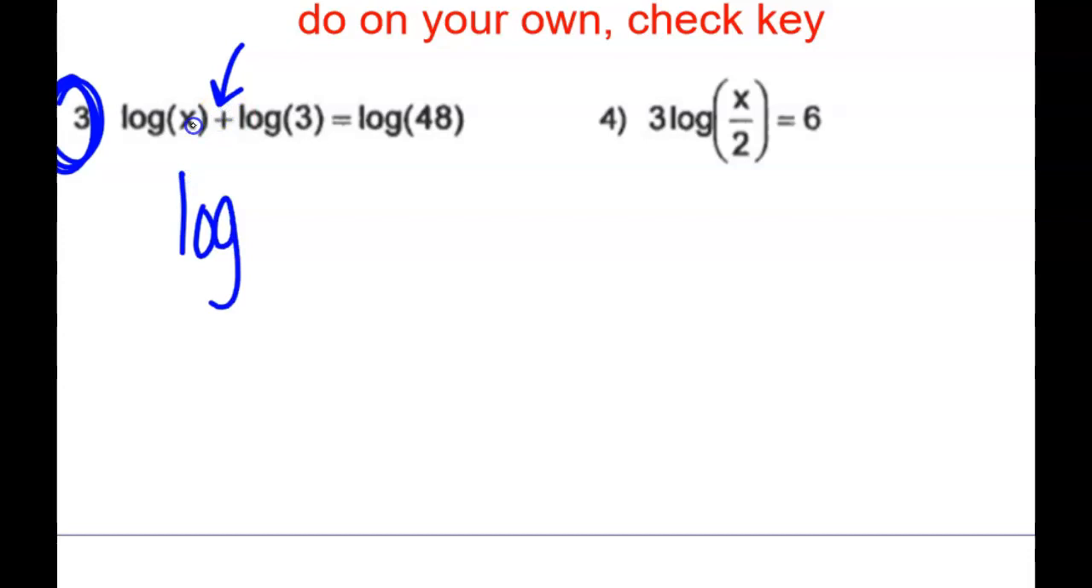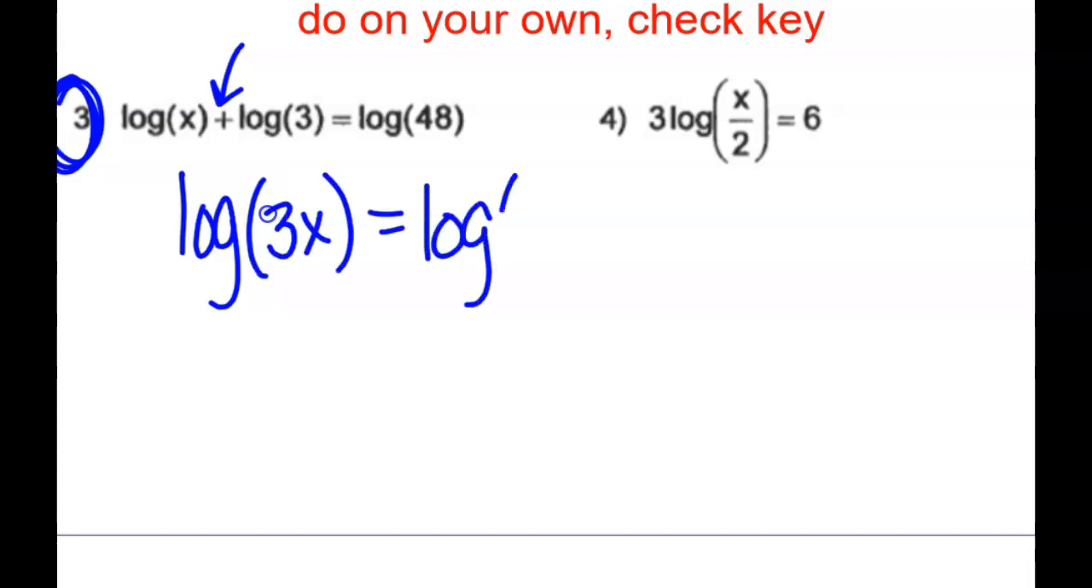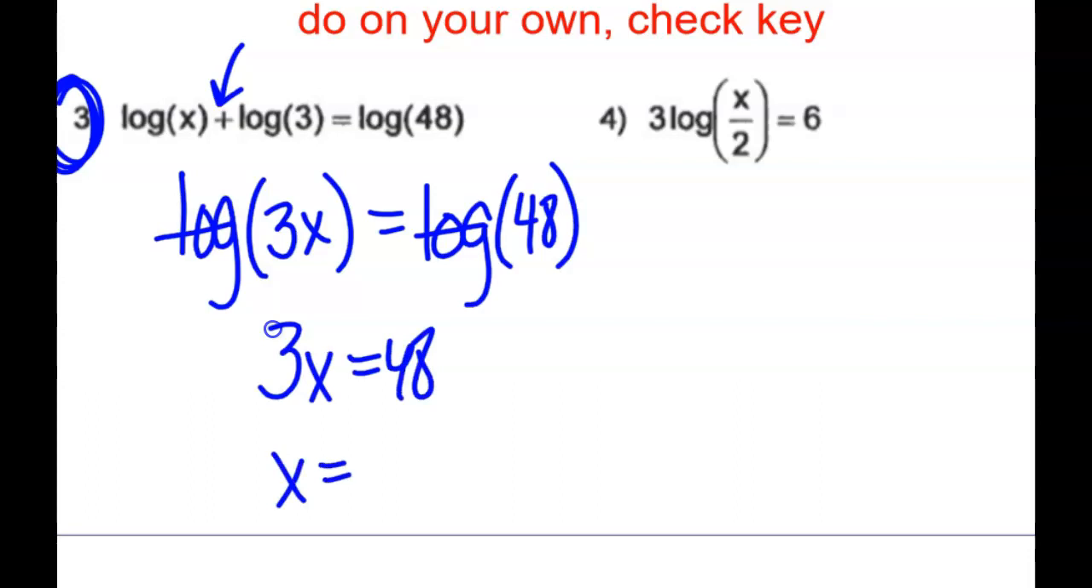Yes, adding logs can be combined into a single multiplication, so x times 3 or 3x. And then what? Yeah, we can get rid of this because it's exactly 1 log equal to the other. That only works if you have 1 log equal to 1 log. You cannot randomly get rid of all the logs here and say x plus 3 equals 48. That doesn't work. 3x equals 48, and then is it 16, guys?